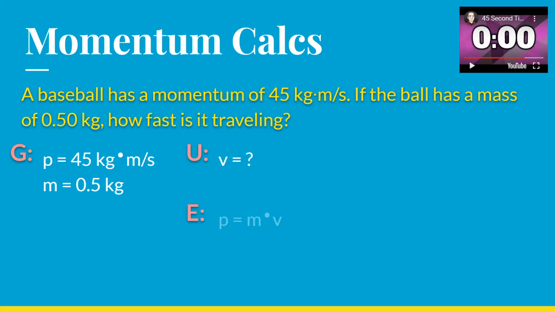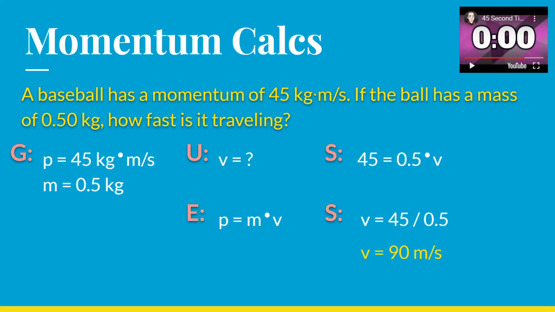The equation, of course, being P equals m times v. That is, momentum equals mass times velocity. When you substitute in, it looks like this: 45 equals 0.5 times v. If you want to isolate that variable and get v by itself, you need to divide both sides by 0.5. 45 divided by 0.5 gives me a velocity of 90 meters per second.